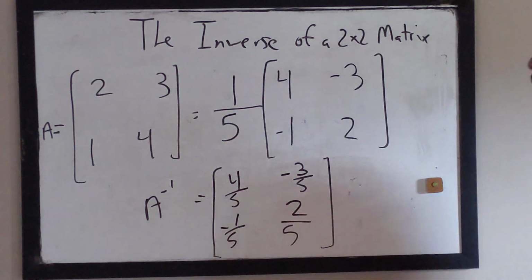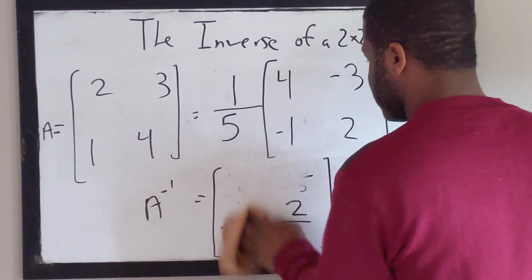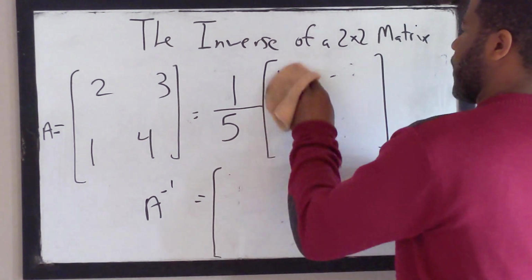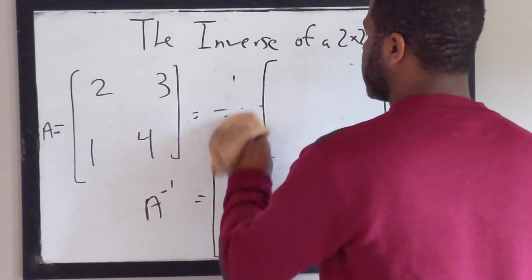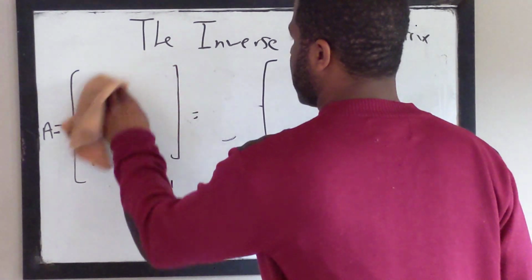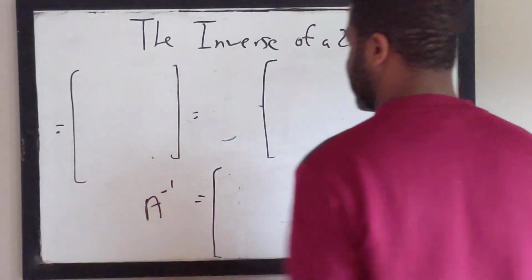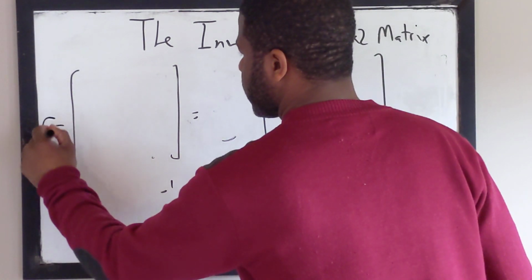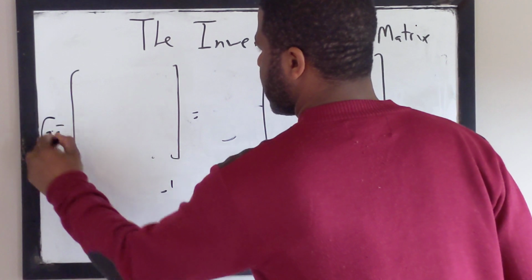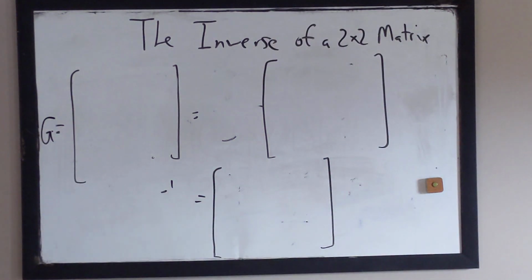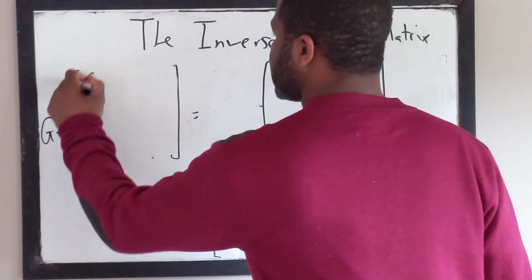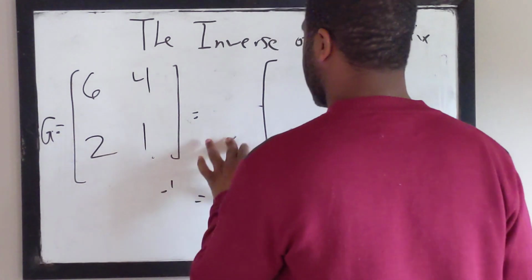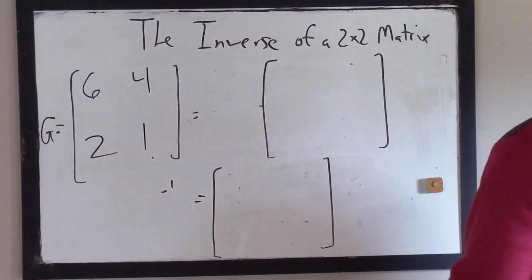Okay? Okay, y'all, let's do another one. I'm going to leave my matrices, my boxes up here, the outline. Okay, y'all, this is example 2. Let's name this one G. Let's say we have 6, 4, 2, and 1.